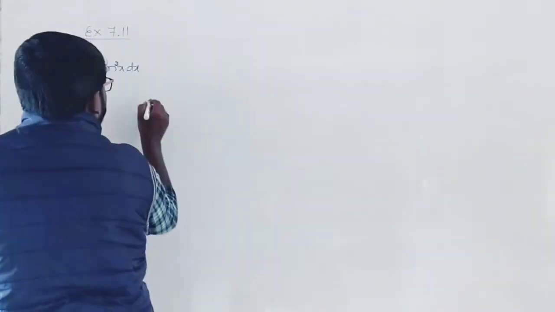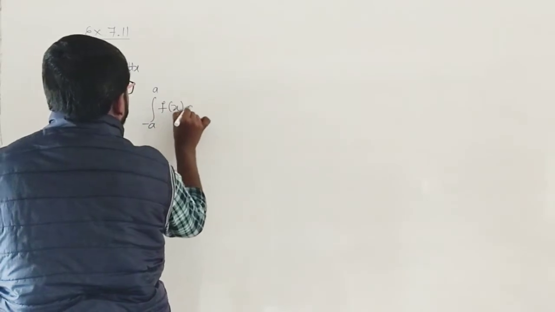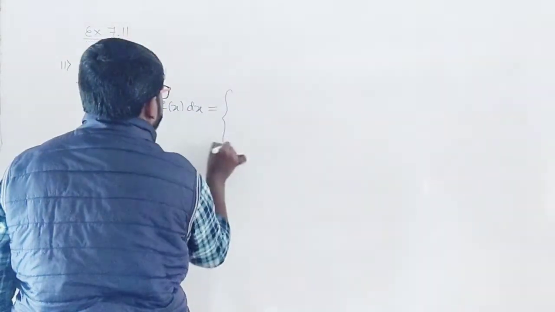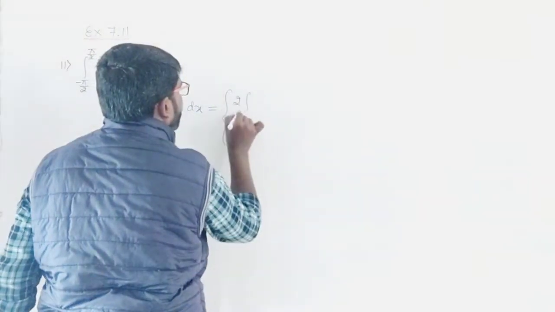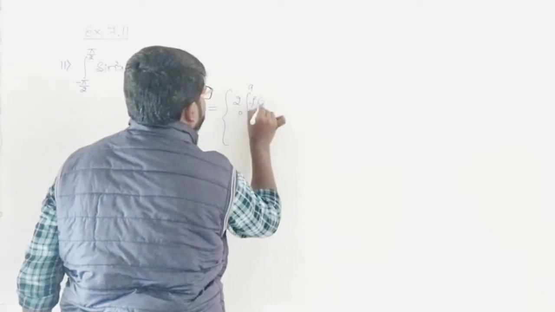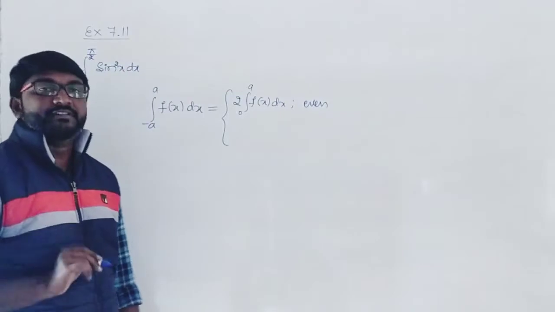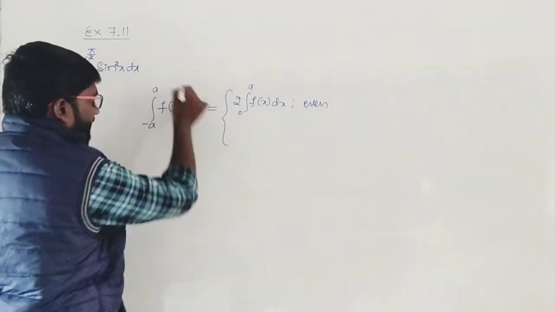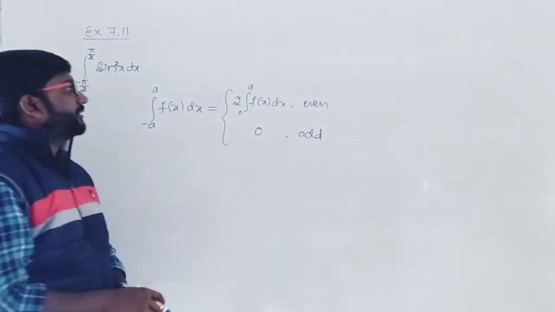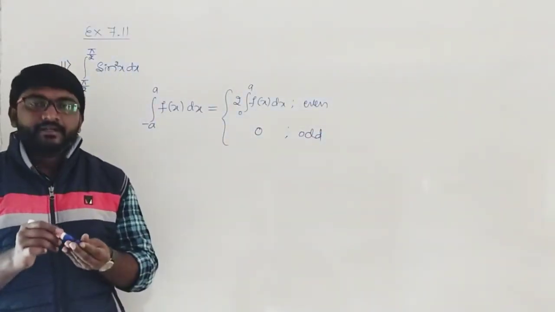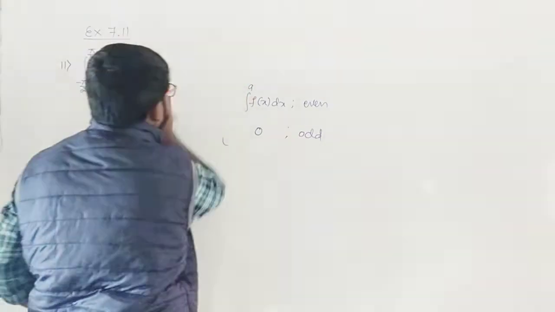What does the property say? Integral from minus a to a of f of x dx will be reduced to the form 2 times integral 0 to a of f of x dx if the given function is even. In case it is an odd function, the value of the integral will be 0. So this we have already discussed in the properties of definite integrals. So by seeing the limits, you should come to know which property you have to make use of.